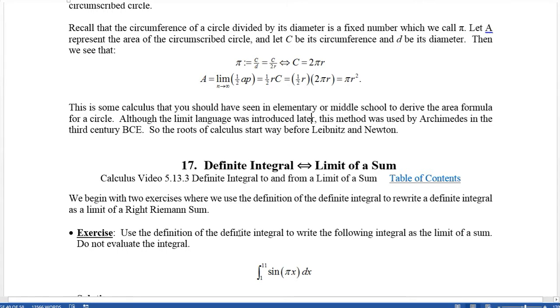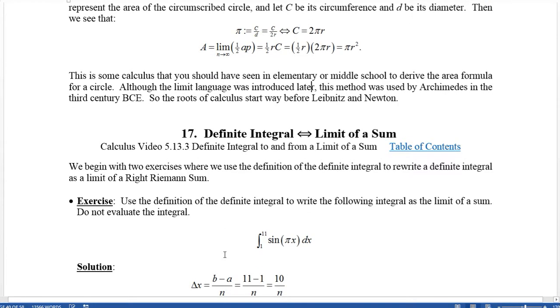Okay, well, the first thing we need to do is find out what delta x is. Now remember, delta x is b minus a over n. And of course, a is 1, b is 11. A is the bottom number on the integral sign, the bottom limit, we call that. And the upper limit, or right limit, is the one on the top, 11. So that's b. So b minus a then is 11 minus 1, which is 10. So delta x is 10 over n.